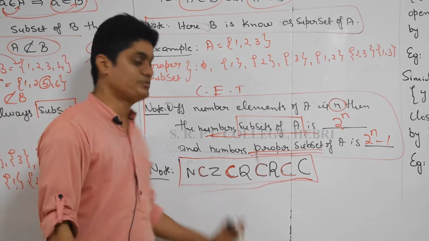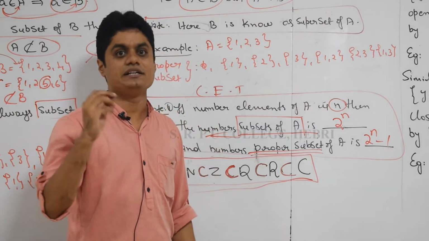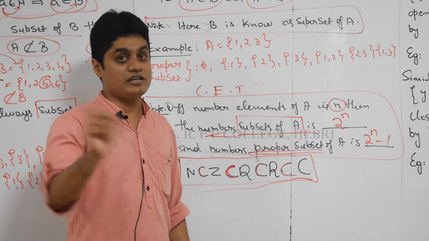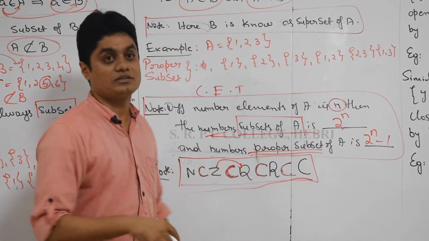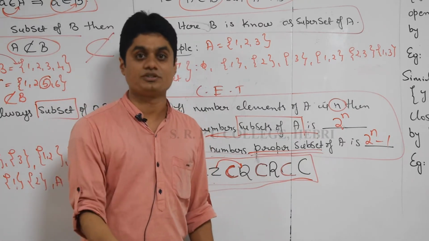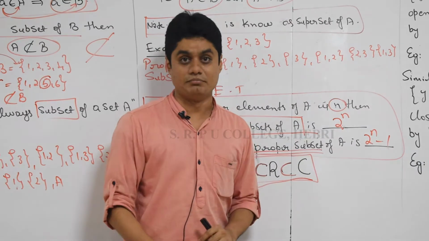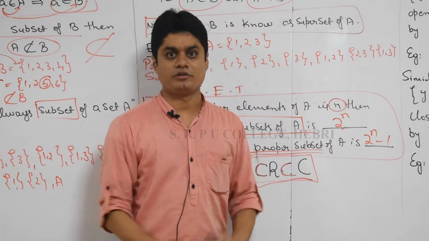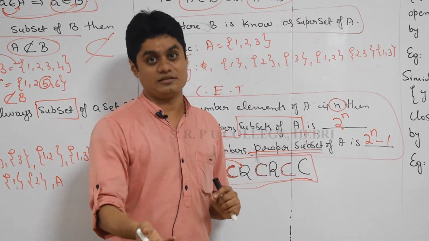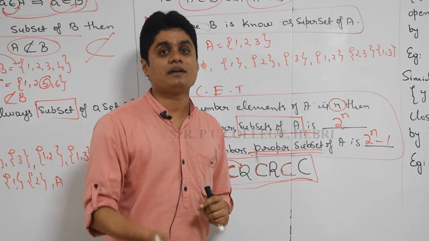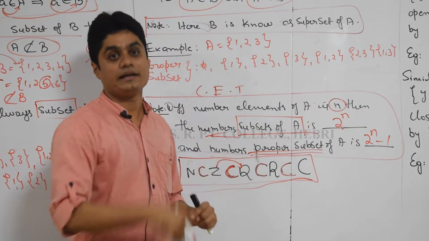So N is a subset of Z, and every integer is a rational number. Remember, every integer is a rational number, but every rational number is not an integer. So Z is a subset of Q, but not the converse. That is, Q cannot be the subset of Z. Similarly, every rational number is a real number, but every real number is not a rational number. Why? Which is not rational in the real? Irrational numbers. So Q is a subset of R, but R is not a subset of Q.